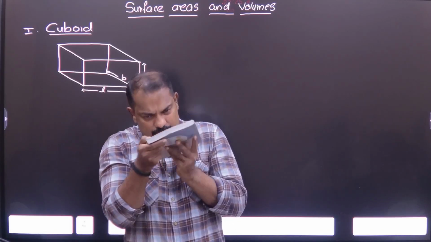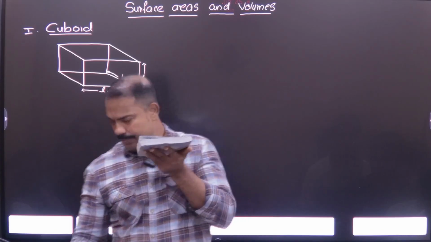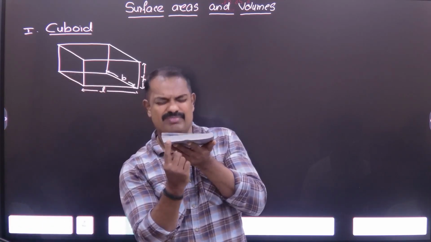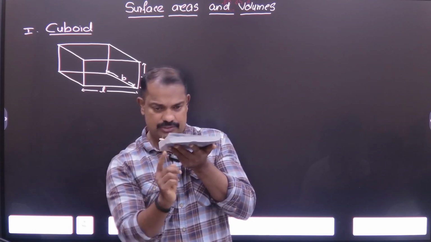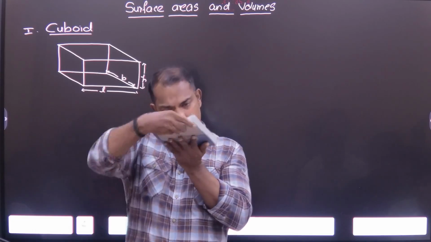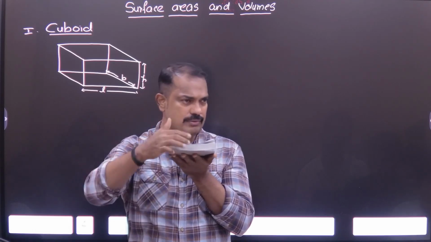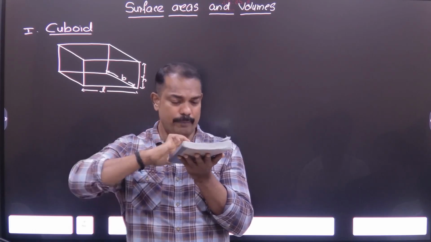What is the area of this face? What is this? B. And it is H. What is the area of this face? B into H. And what is the area of this face? B into H. Total 2BH. ये 2LH हो गए, so 2LB हो गए और 2BH.